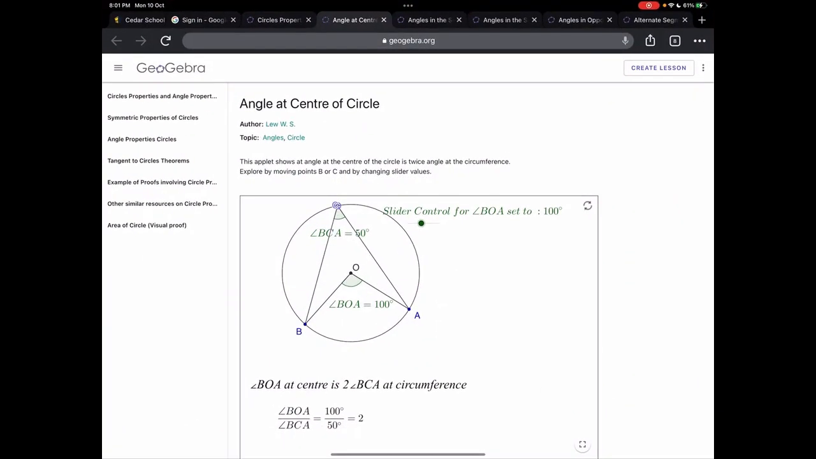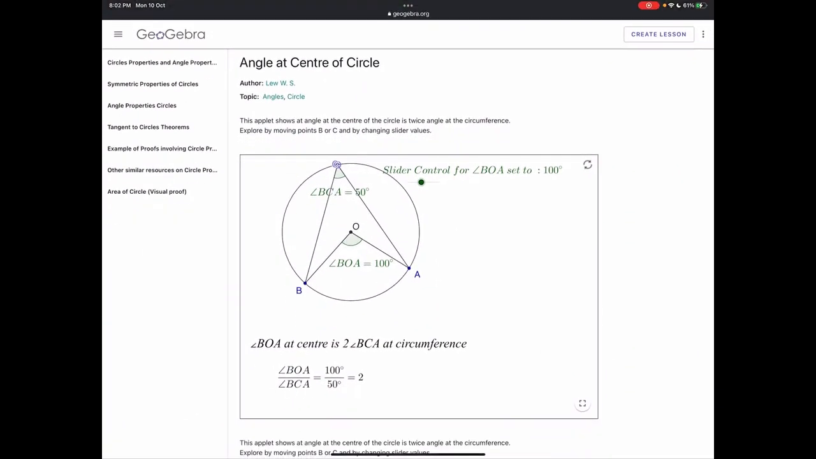Let's look at an applet to further understand. If I have set the angle AOB to 100 degrees, and if I change this slider, do you notice that as soon as I'm changing the position of point C, the angle BCA does not change. The angle BCA represents the angle at the circumference. Since the angle at the center BOA is 100, the angle BCA is going to be 50 degrees.